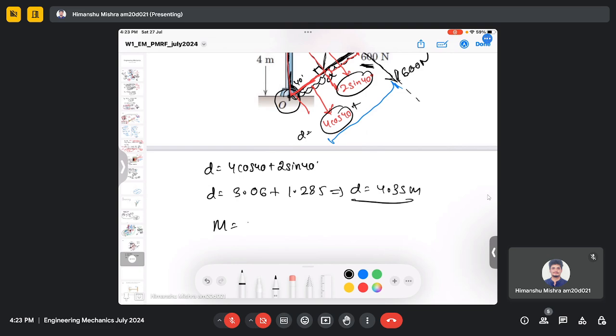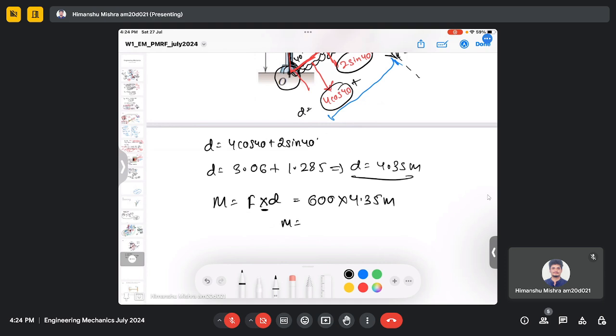So the magnitude of moment will be just force multiply. Remember, this is not a cross product now because I am dealing with the magnitude. So it's multiply, not a cross product. So it will be force multiply by a perpendicular distance. So it will be 600 multiplied by 4.35 meter. So my moment will be 2610 Newton meter. So this is my moment.